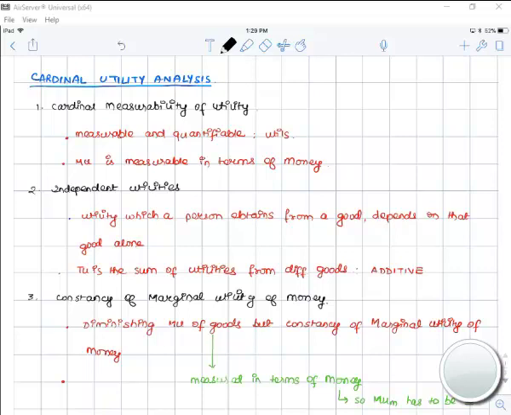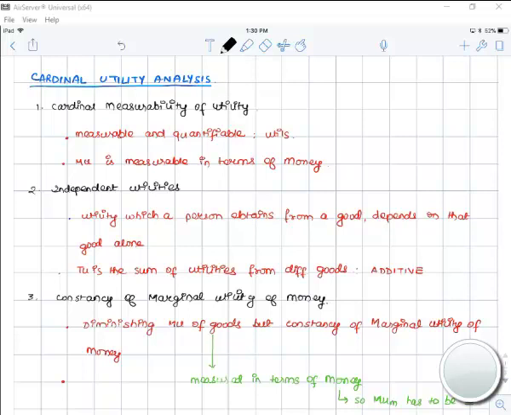So one of the major assumptions of the cardinal utility analysis is the cardinal measurability of utility. For example, you pick up a pen and you should be able to say how much utility it gives you, right? Ordinal utility analysis is when you can just say whether this pen gives you more utility than some other pen, right? So apple gives more utility than oranges. But in cardinal analysis, it says how much utility it gives you.